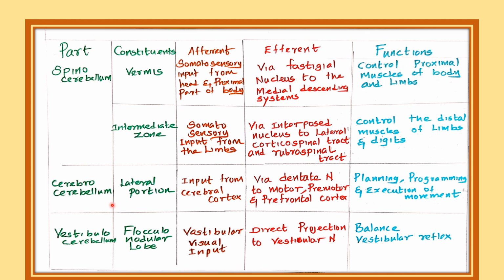And the cerebrocerebellum, the lateral portion of the cerebellum, receives input from the cerebral cortex via the dentate nucleus, passing through the motor, premotor and prefrontal cortex. It is important for planning and programming of the movement, and the execution is mainly done by the spinocerebellum. The vestibulocerebellum consists of the flocculonodular lobe. It receives vestibular input, and it projects directly to the vestibular nuclei without any deep cerebellar nuclei. It is important for balance and vestibular reflex.